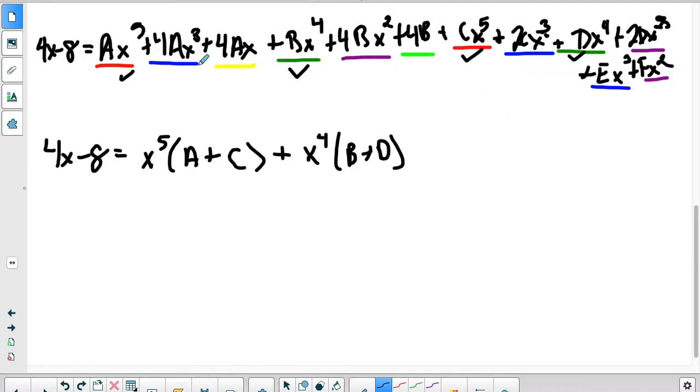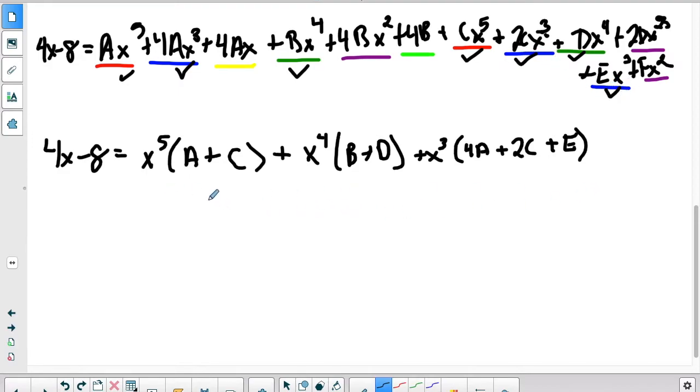Now the next thing we want is thirds. So we have three of those. So I'm going to factor out x cubed from those, which will give us 4a plus 2c plus e for x to the third. So we got that one, and that one taken care of.